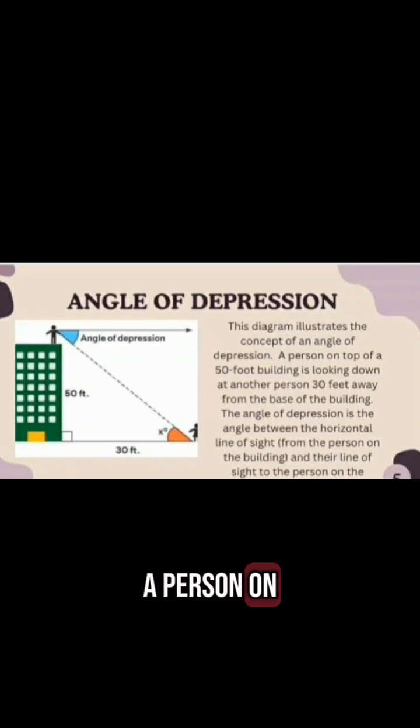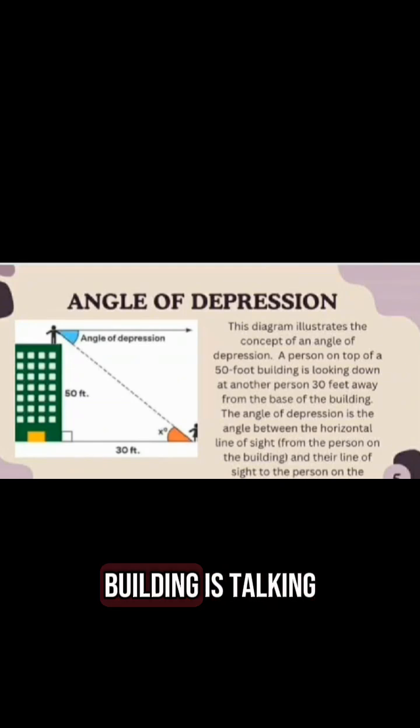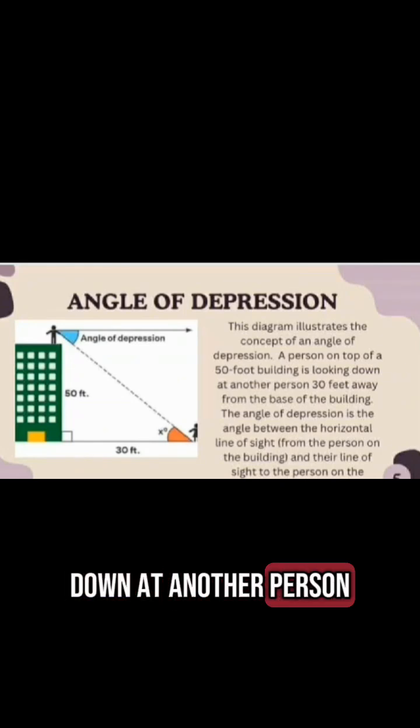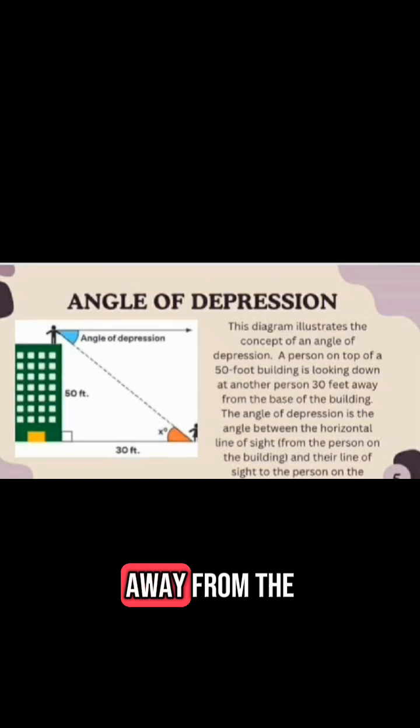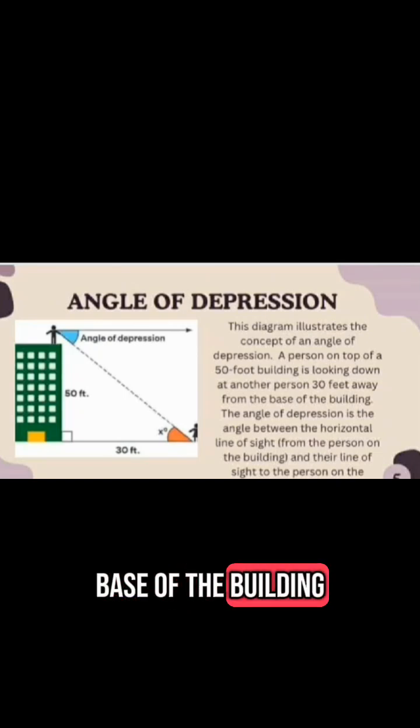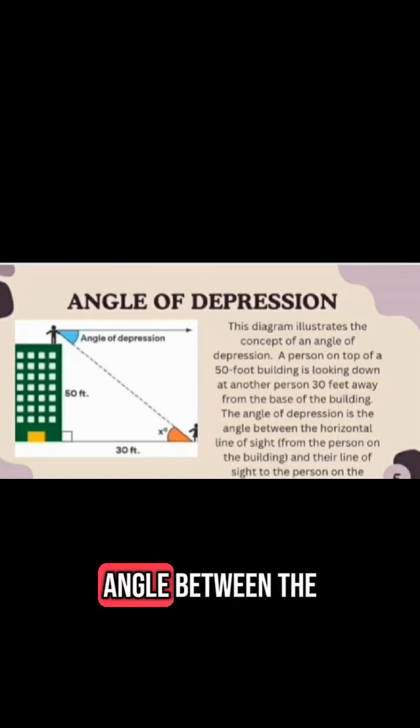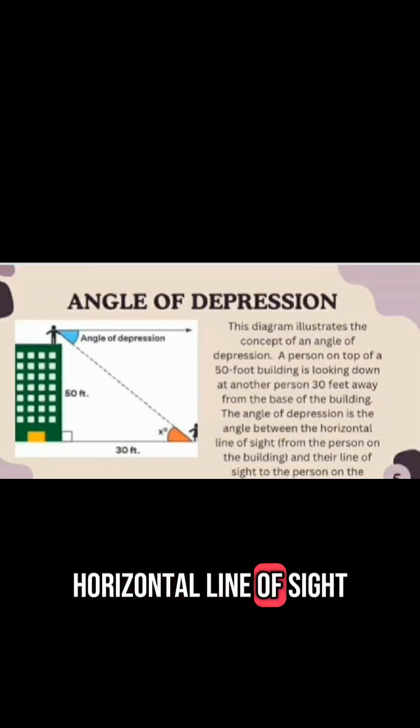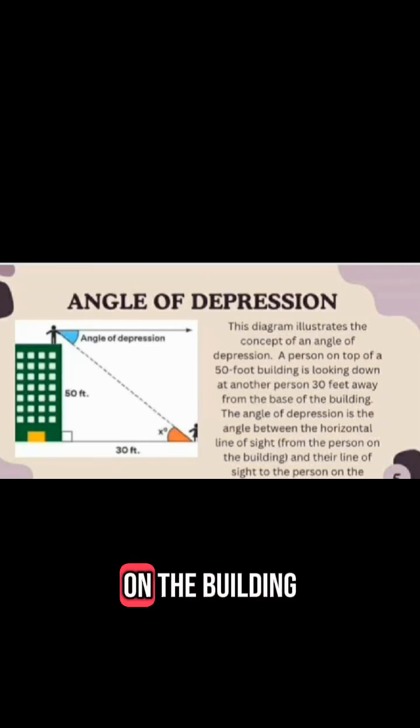A person on top of a 50-foot building is looking down at another person 30 feet away from the base of the building. The angle of depression is the angle between the horizontal line of sight from the person on the building and the line of sight to the person on the ground.